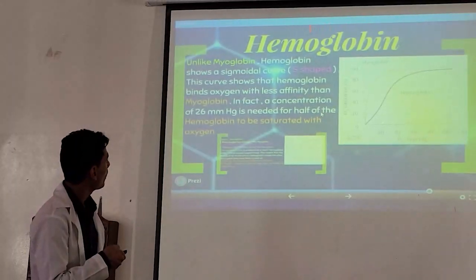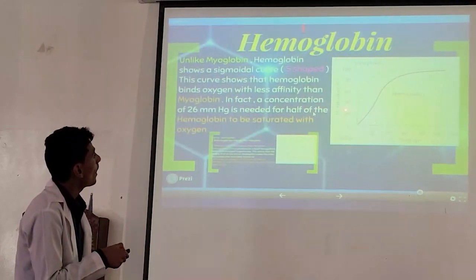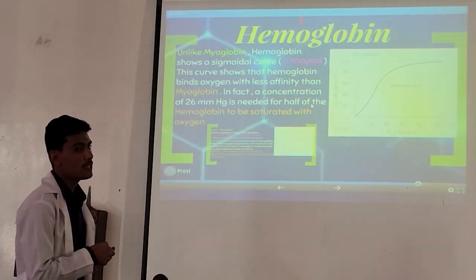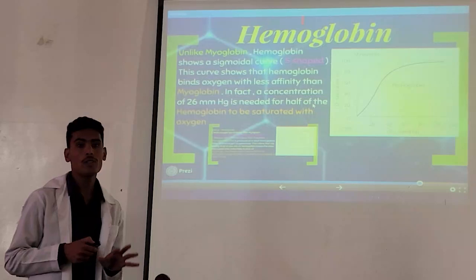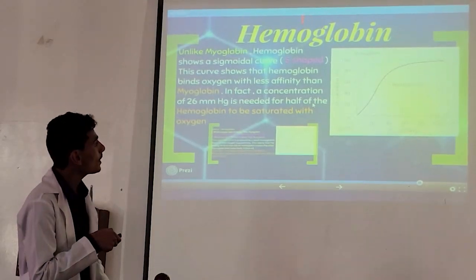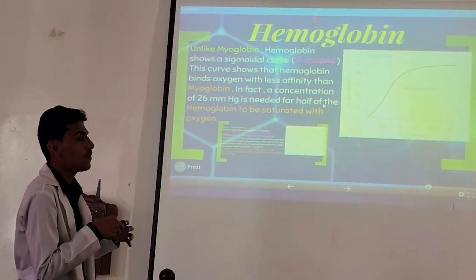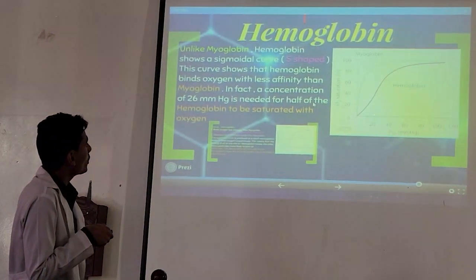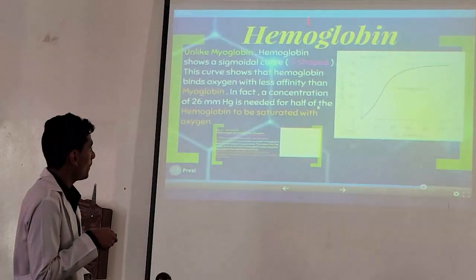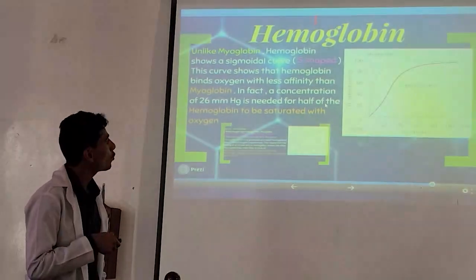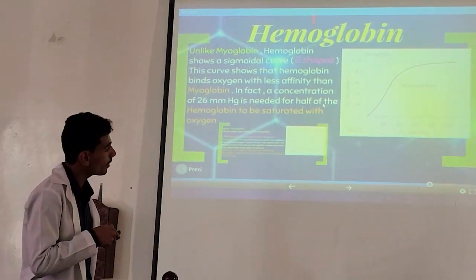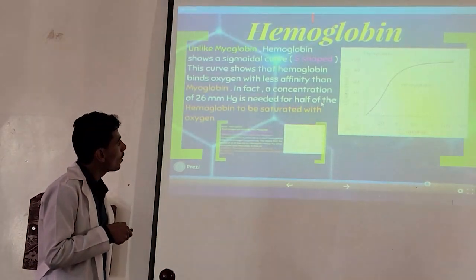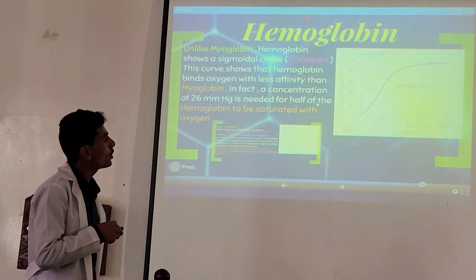Unlike myoglobin, hemoglobin shows a sigmoidal, S-shaped curve. And what does sigmoidal curve mean? It means that hemoglobin has a lower affinity for oxygen than myoglobin. In fact, a partial pressure of 26 millimeters of mercury is needed to make 50% of the hemoglobin saturated with oxygen.